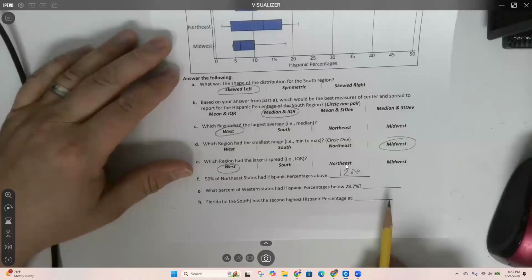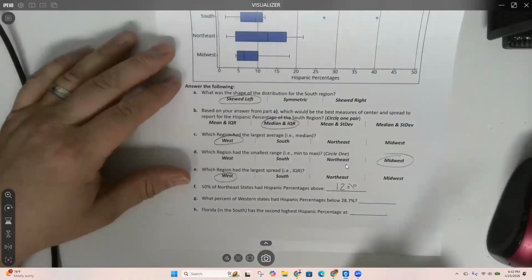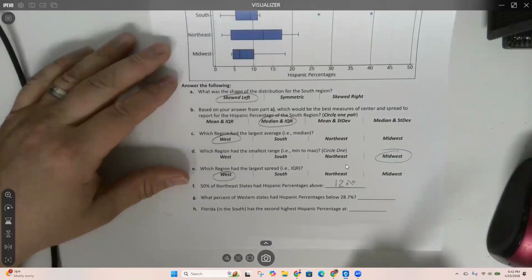What percent of Western states had Hispanic percentages below 28.7%?